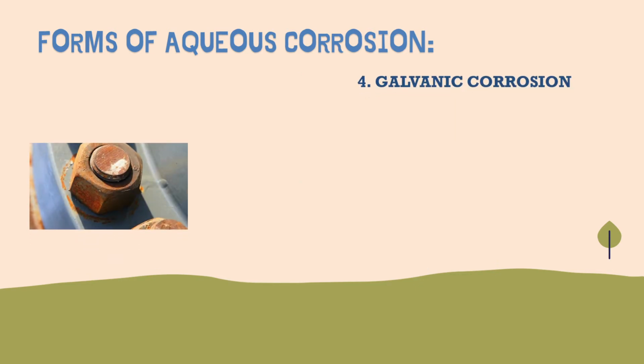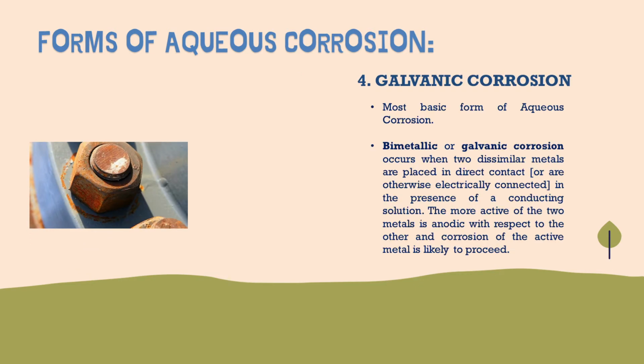The last form of aqueous corrosion is galvanic corrosion. This is the most basic form of aqueous corrosion. It is also called bimetallic corrosion. This occurs when two dissimilar metals are placed in direct contact, or are otherwise electrically connected, in the presence of a conducting solution. The more active of the two metals is anodic with respect to the other, and corrosion of the active metal is likely to proceed.